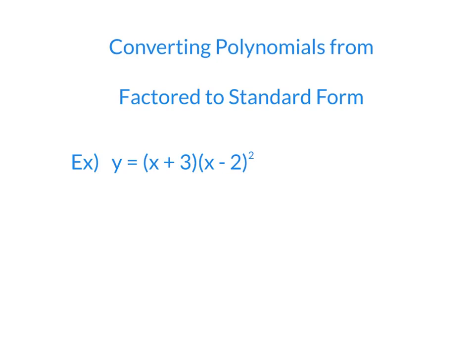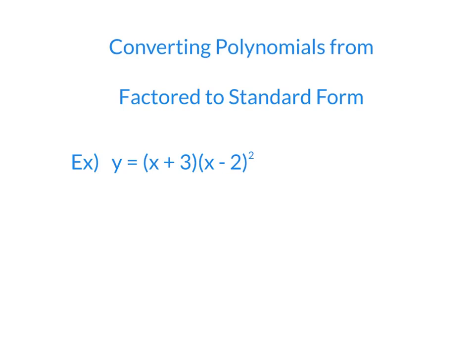There are a few ways you could do this. If this 2 weren't here, then we all know how we would do this. I would expand by doing the first terms multiplied together, and then the outer terms, and then the inner terms, and then the last terms. And we would get a quadratic. But in this example, we know we're going to get a cubic.